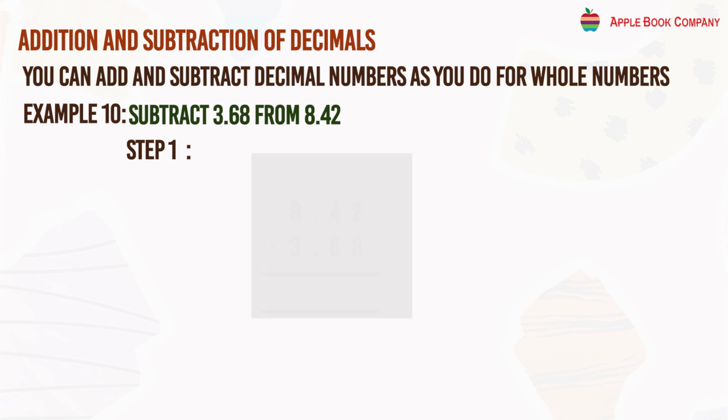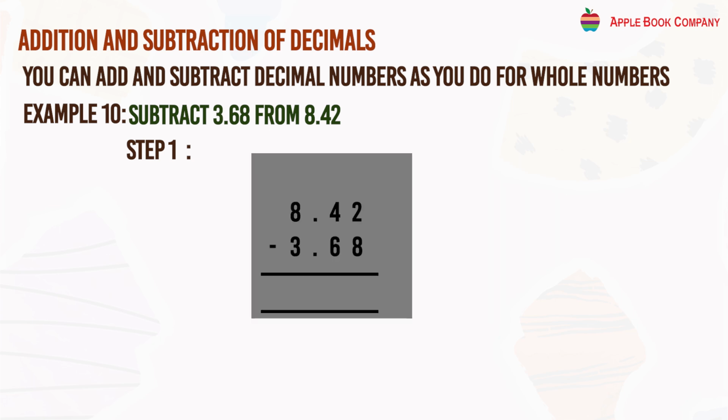Example 10. Subtract 3.68 from 8.42. Step 1. Write in columns, put decimal points one below the other so that the digits in the same place are one below the other. Step 2. Change the decimals to like decimals if necessary. Step 3. Subtract as you would subtract the whole numbers. Step 4. Put the decimal point in the answer at the same place. Answer 4.74.